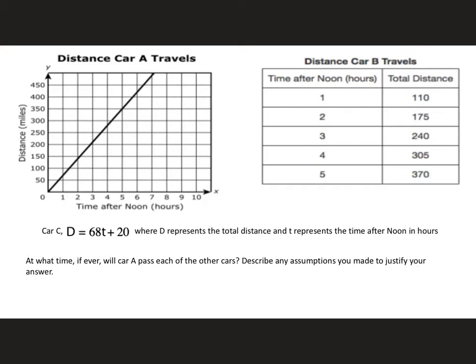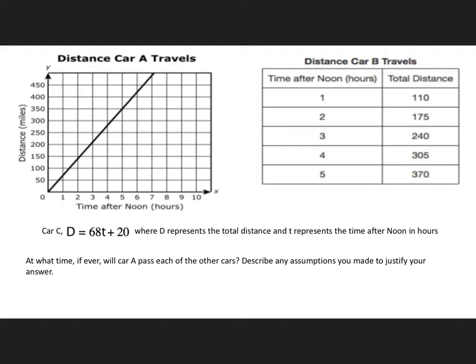So, it's very difficult to compare across different representations. I can't look at this and tell you any answers. I've got a graph, I have a table, and I have an equation. The easiest thing to do is to put all of the representations onto one representation. So, we could try to put all of these onto our graph.